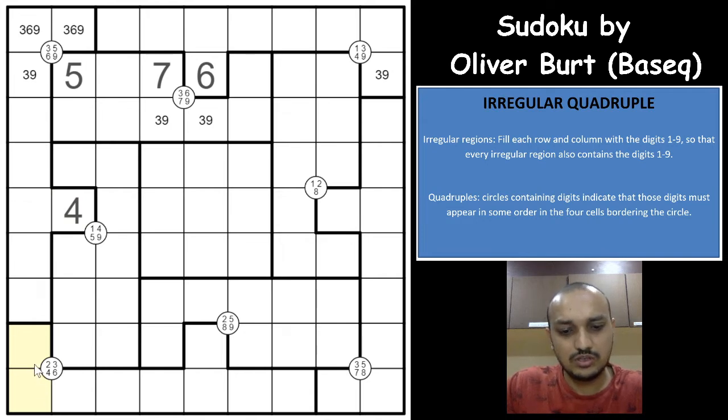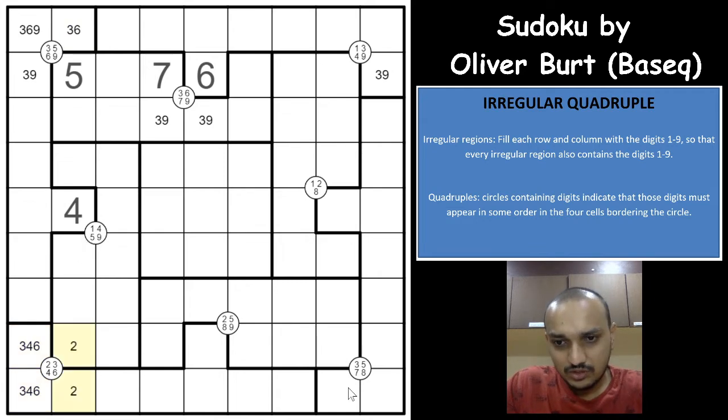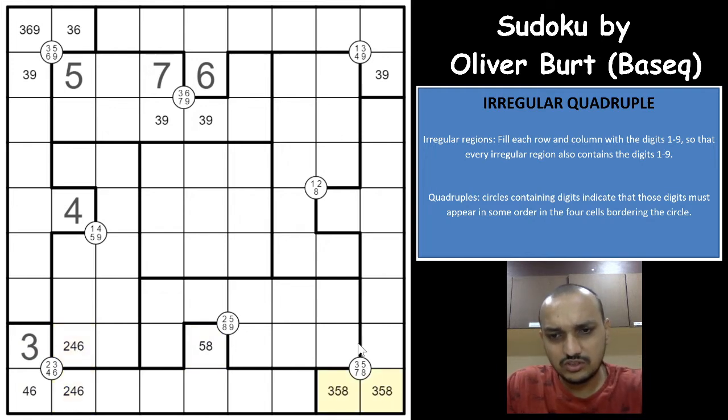I'll use the center pencil marks, that would be easy for me. And 2, 3 and 6, so 3 and 6 would be here, 9 cannot be here, so 3 and 6, so 2 would have to be in one of these two cells, right? Same way, 3, 5, 7, 8, 5 and 8, 4 and 6 cannot be here because none of these two cells can have 4 and 6, so this cell would have to be 3. So these two cells are 3, 5, 8. 7 would have to be in one of these two cells. Same way, 1, 3, 4 and 9.